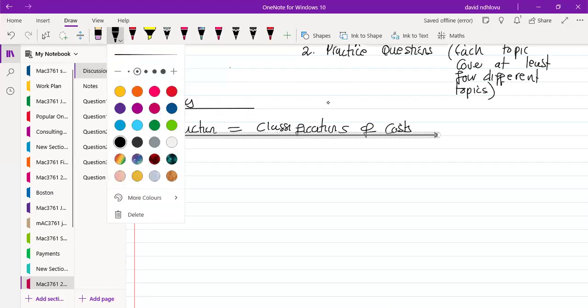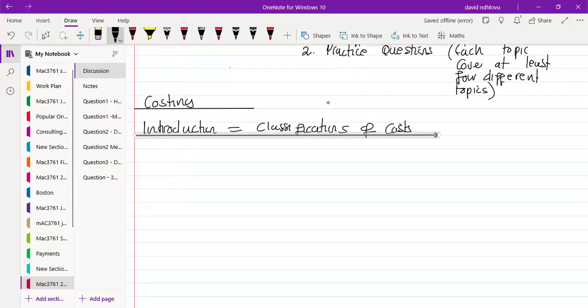When we talk about classification of cost, we are simply saying, how do we group cost together to provide meaningful information? So the first classification of cost that we have is cost behavior. So the first classification that we're going to have is that of cost behavior.